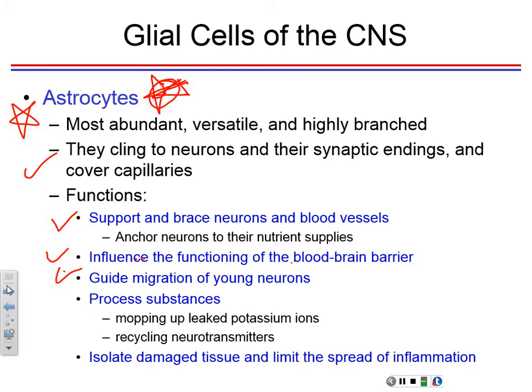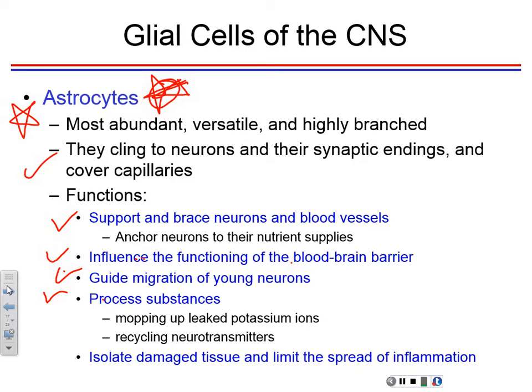So the blood-brain barrier lets almost nothing in except glucose and a few other molecules. It's very important, because you don't want to compromise it. And then it processes substances.